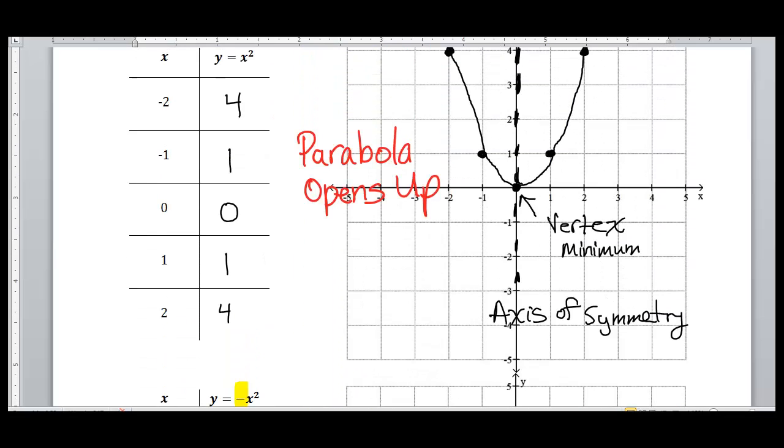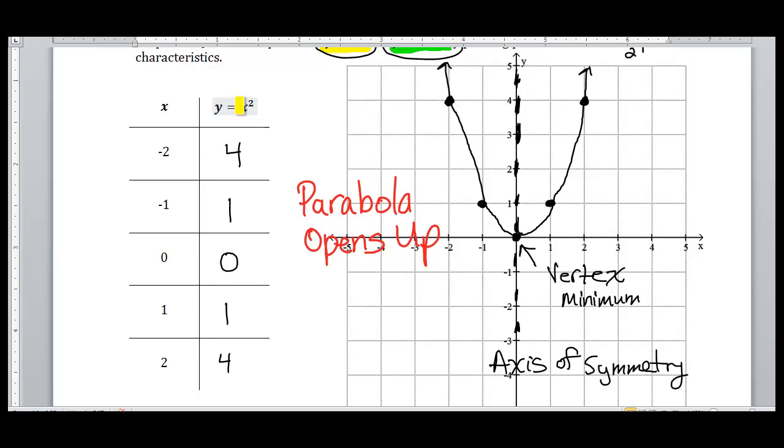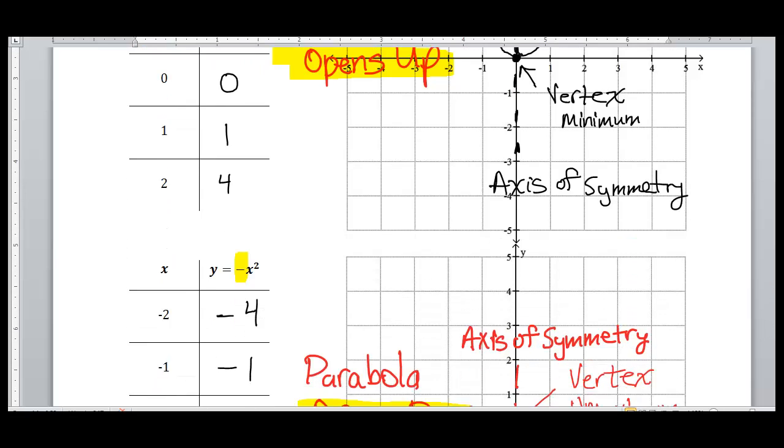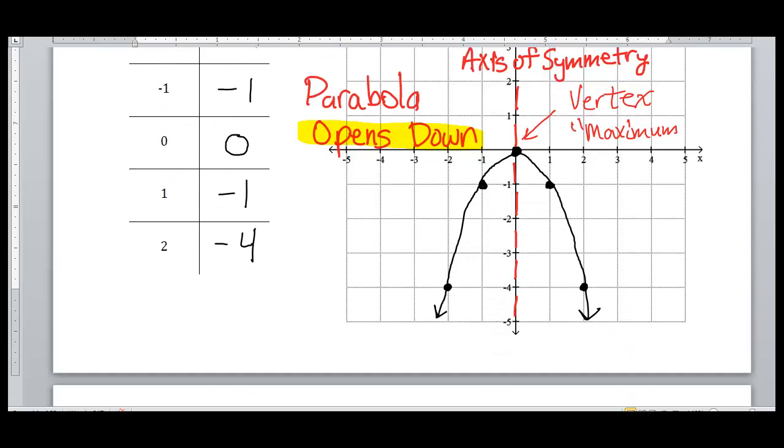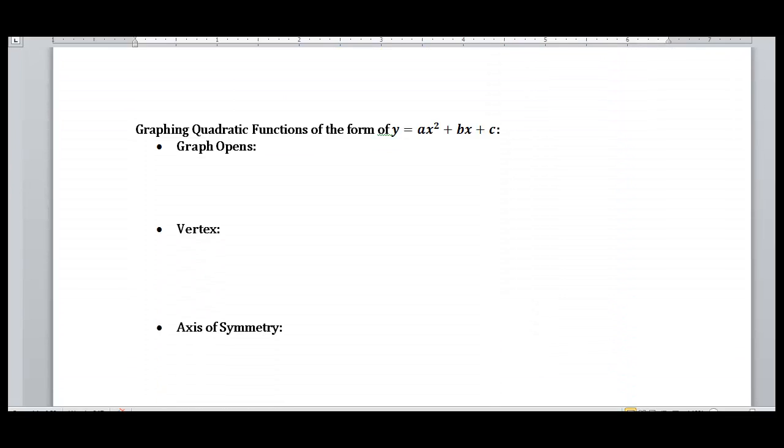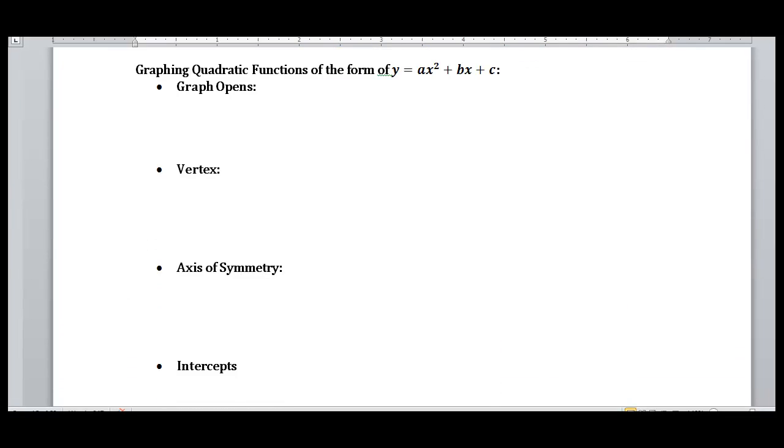On the other hand, when I have y equals x squared, in front of the x squared is understood to be a 1 since we don't see anything there, which is a positive number, and that's why we're going to be opening upward. With these characteristics, they're going to be very important in helping us graph parabolas. Now, the first type of parabola I want to graph is one that is much more complicated than the two that we just saw. But they're all going to behave like the ones we just went over.